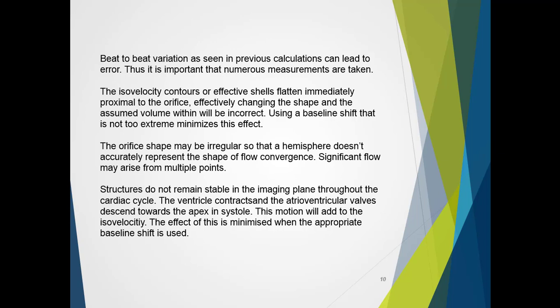Structures do not remain stable in the imaging plane throughout the cardiac cycle. This is of particular importance for the atrioventricular valves in systole. In systole, the ventricle contracts not only circumferentially but also longitudinally. As a result, the atrioventricular valves descend towards the apex in systole. This motion will add to the isovelocity of a hemisphere, making it effectively larger, and thus a user will overestimate the severity. The effect of this is minimized when the appropriate baseline shift is used. Extreme shifts with very low aliasing velocities enhance this unwanted effect.